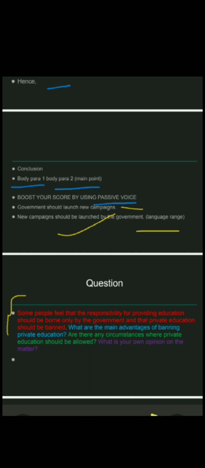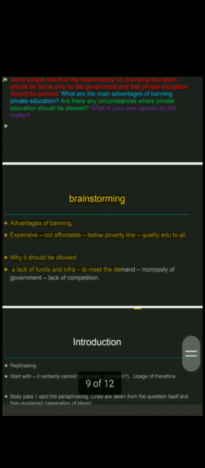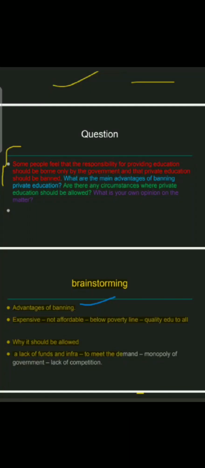You have to tell your own opinion, what you think about it, but you should be very prepared with each and every topic before the exam, so that if any topic comes out of the box, you can form your own thoughts. Then you have to do brainstorming. First of all, think about the advantages of banning: expensive, not affordable, below poverty line, quality education for all. Government education is not that expensive for students, because they are not taking too much money from you. So people who are below the poverty line can also get quality education.